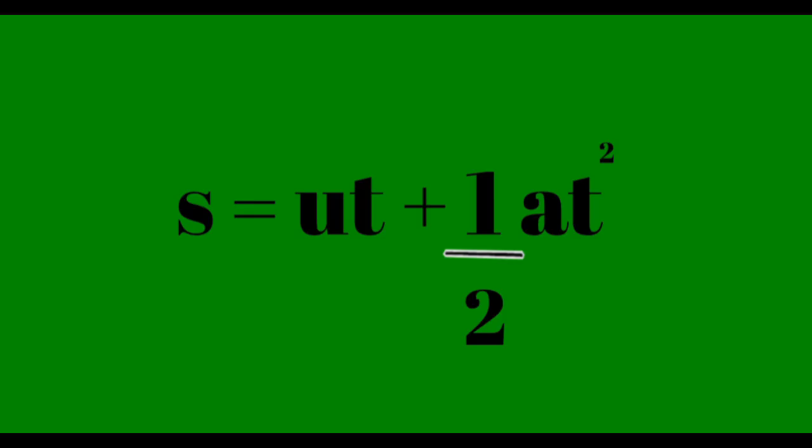In this video, we will be deriving the kinematics equation s = ut + ½at². So let's get right into it. The first thing to note about the kinematics equations is that in order for them to work, acceleration must be constant, which means acceleration cannot change its magnitude or its direction.